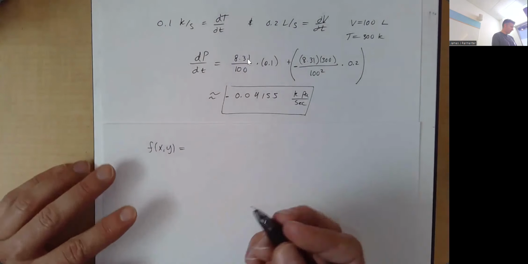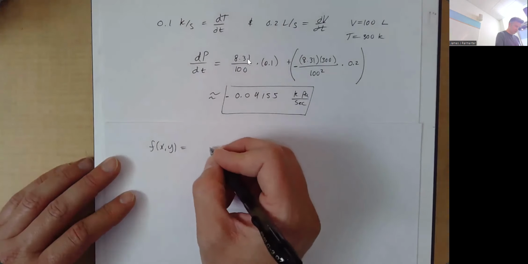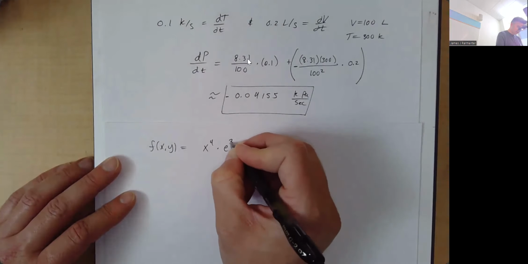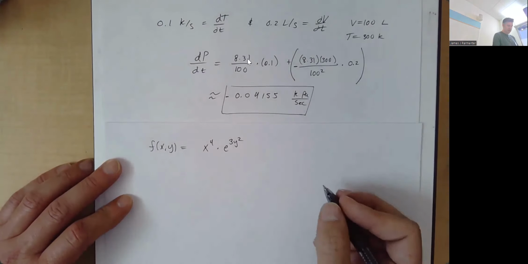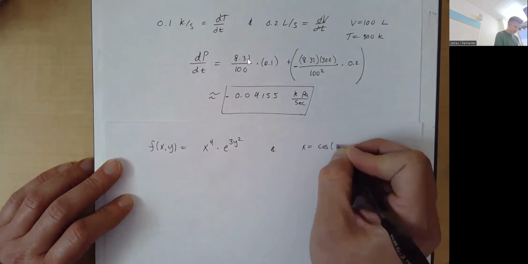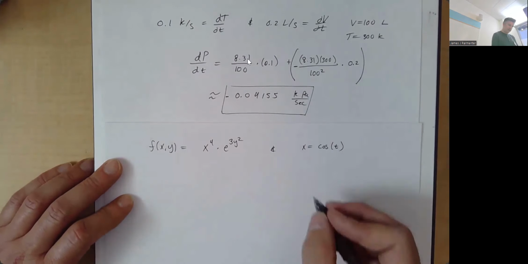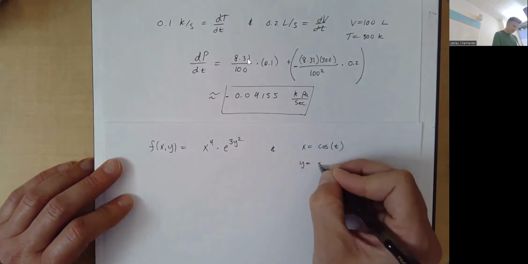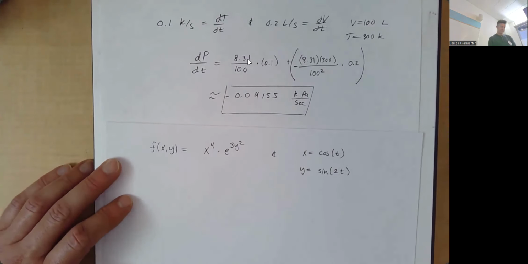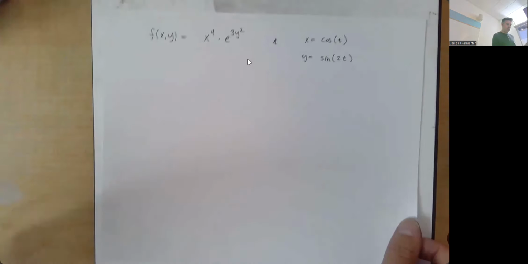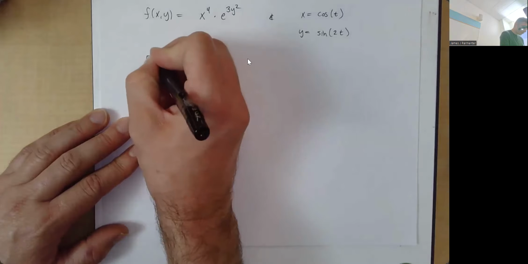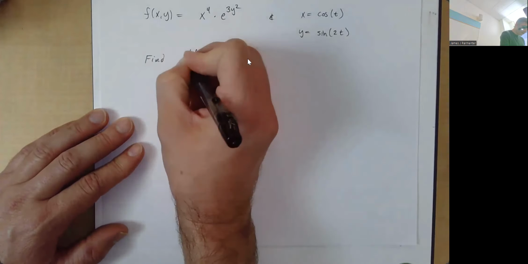So let's say we've got this following function. Let's say f(x,y) is equal to x to the 4th times e to the 3y squared. And we're also given that x and y are both functions of t. x is equal to cosine of t, y is equal to sine of 2t. And we want to find df/dt.